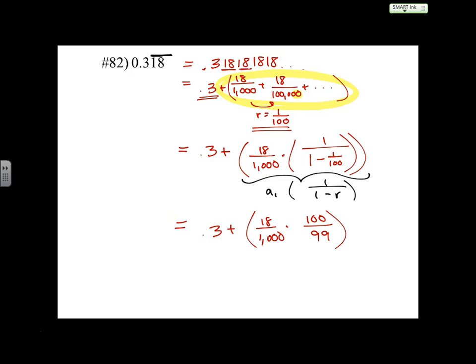So then, 100 and 1,000, what's left over when I reduce those? 1 and 10. Isn't it just 1 and 10? Wait, 18 and 99, doesn't 3 go into that? Oh wait, 3 still goes into 6 and 33. I should have chosen something better. So 2 and 11. Oh my goodness, 2 and 10. Can I keep going? 2 and 10 is 1 and 5. So now I have 3 tenths plus 1/55.